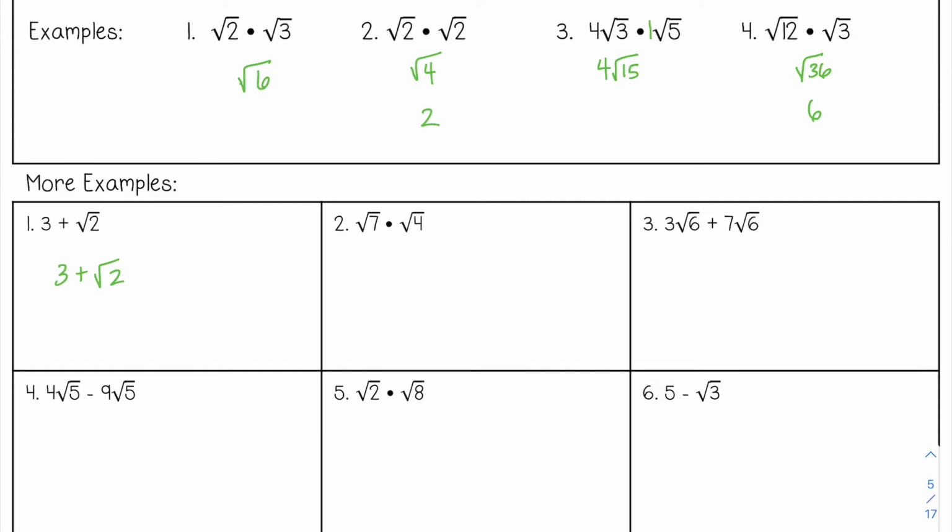All right, number 2, we're multiplying here, so we're going to multiply the radicands. So 7 times 4, that's the square root of 28.